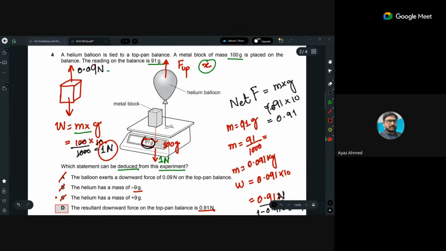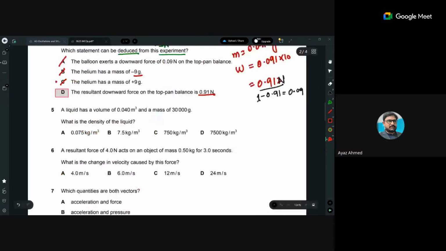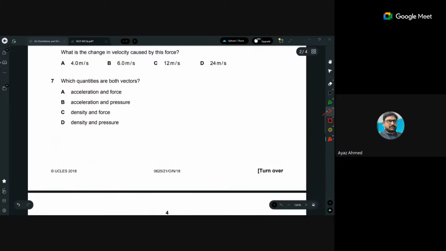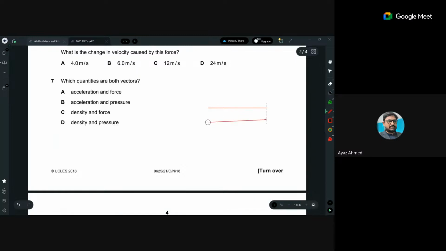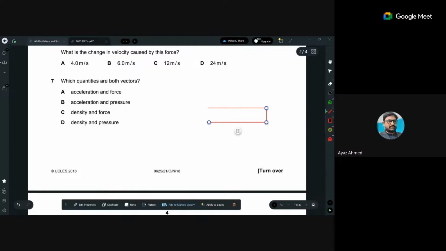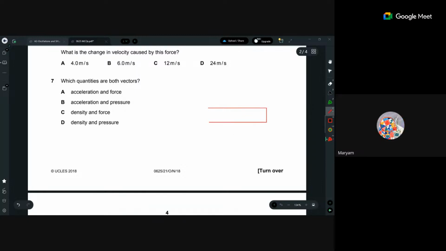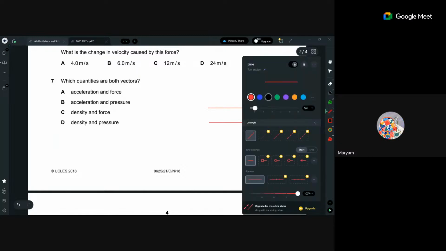Look, let me explain here. In that top pan balance, what did you do? You put a rod, I mean the cylinder, and what reading did the cylinder give you? When you put it, the cylinder's reading is 91 gram, which is a mass. Convert it into force now.